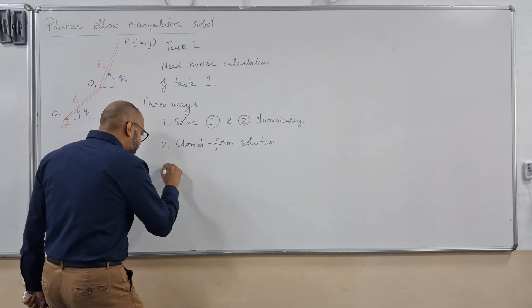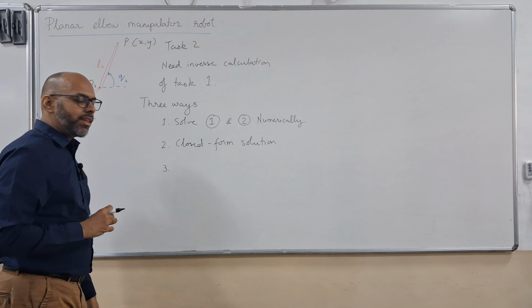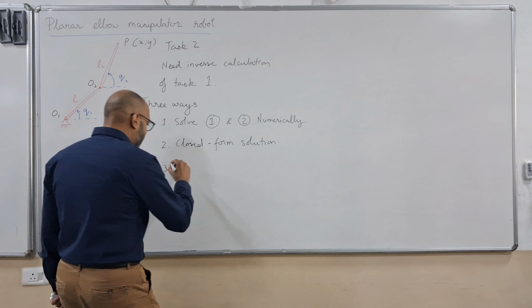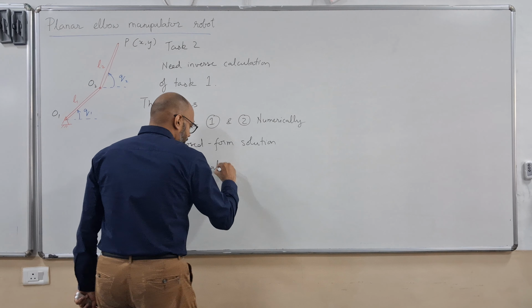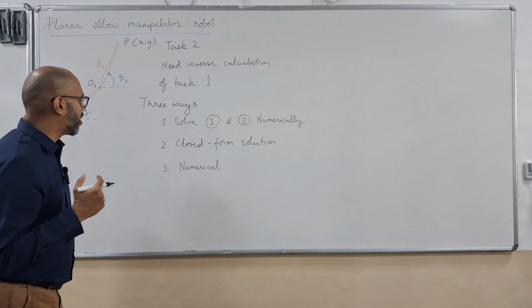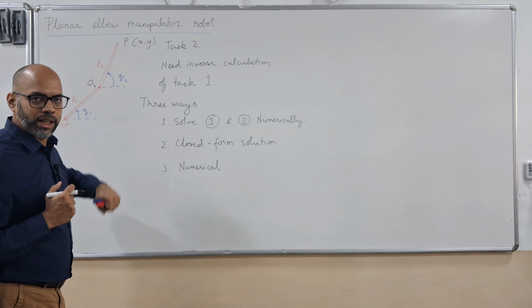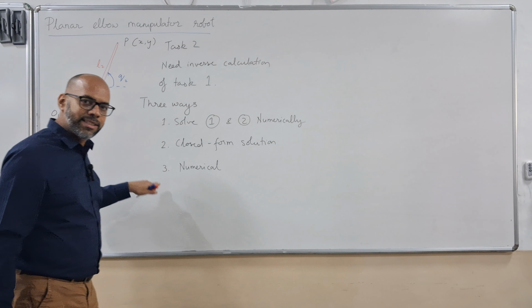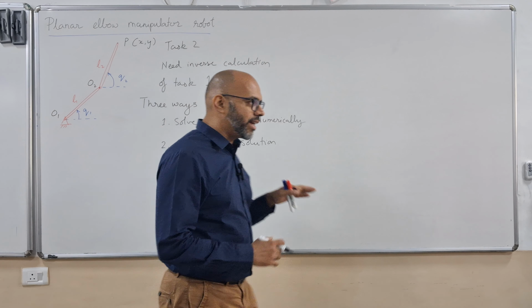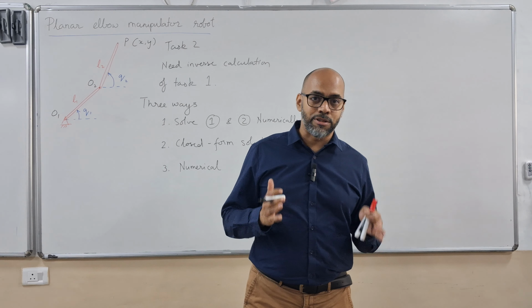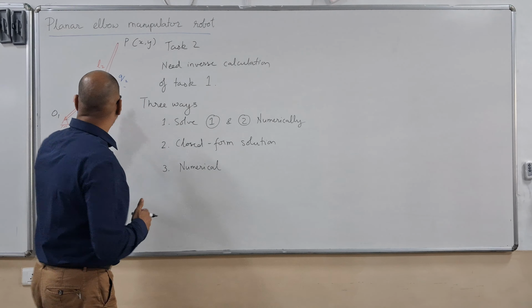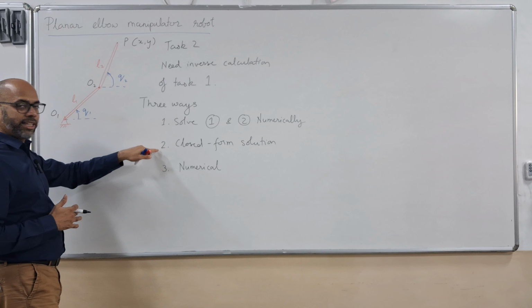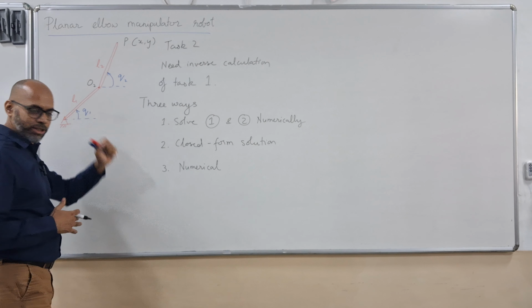There is a third approach, which is again a numerical approach, but a slightly different numerical approach compared to the one I mentioned in the first. It turns out this is the most commonly used approach today in industry, and we will talk about this sometime later on. But for a 2R manipulator, let's see if we can work out a closed form solution.